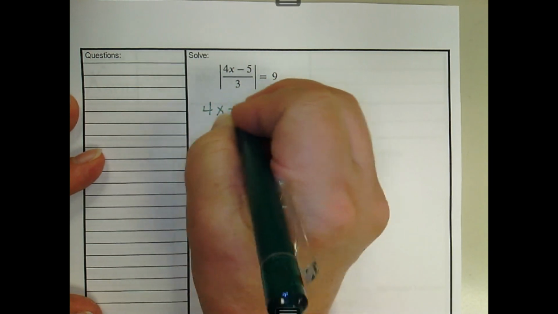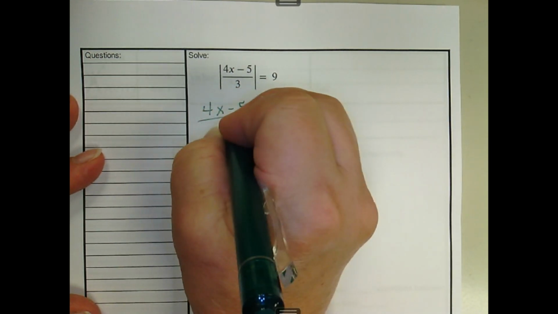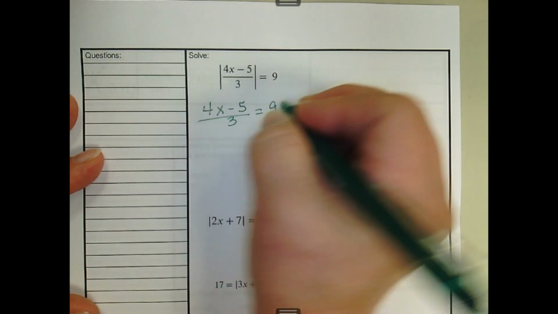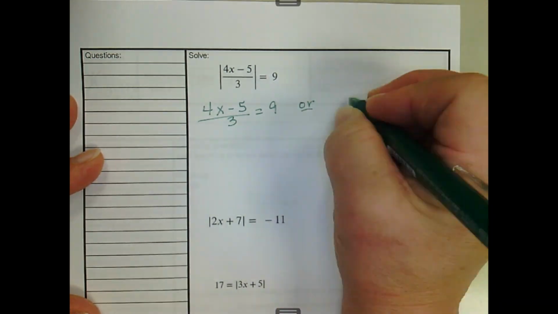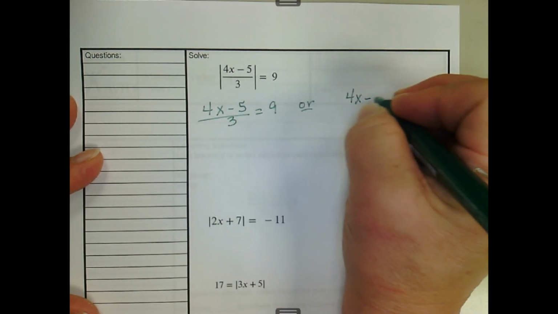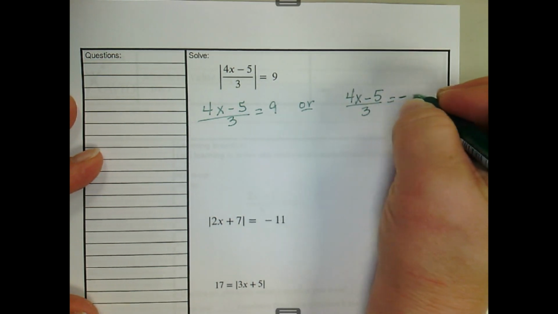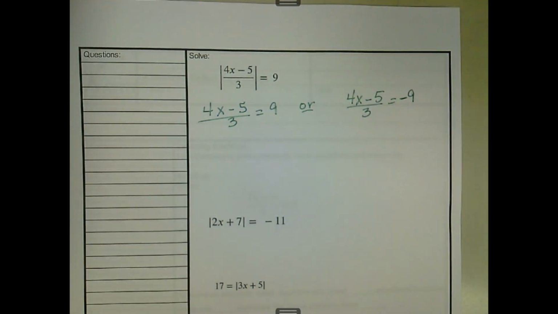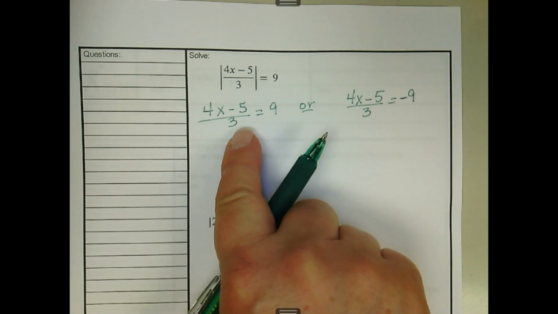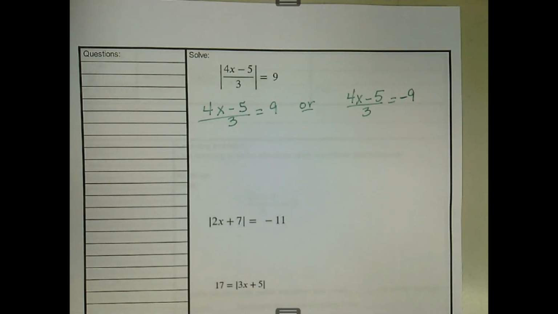4x minus 5 divided by 3 is equal to 9, or 4x minus 5 divided by 3 is equal to negative 9. To get rid of that fraction, you multiply by the reciprocal. Instead of 1 over 3, it becomes 3 over 1.